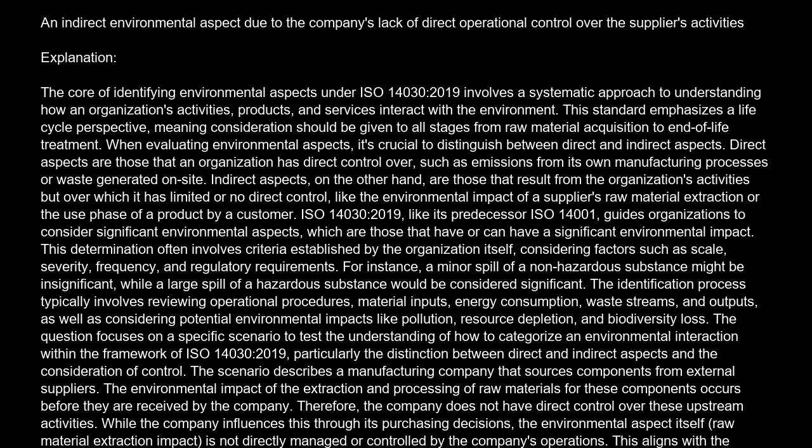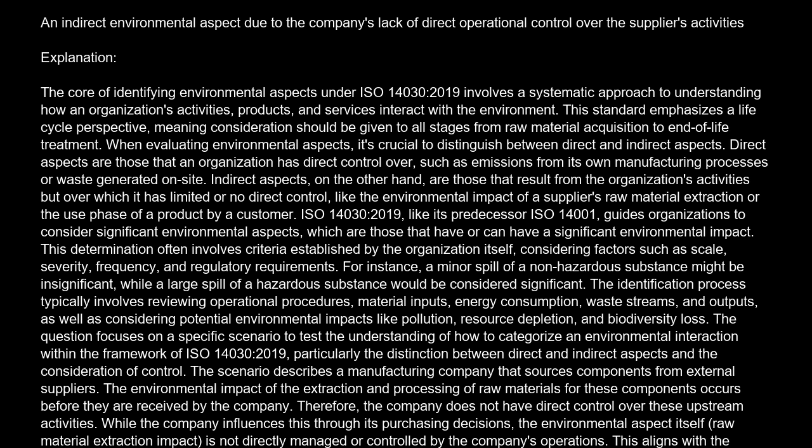Direct aspects are those that an organization has direct control over, such as emissions from its own manufacturing processes or waste generated on-site. Indirect aspects, on the other hand, are those that result from the organization's activities, but over which it has limited or no direct control, like the environmental impact of a supplier's raw material extraction or the use phase of a product by a customer. ISO 14030, 2019, like its predecessor ISO 14001, guides organizations to consider significant environmental aspects, which are those that have or can have a significant environmental impact.